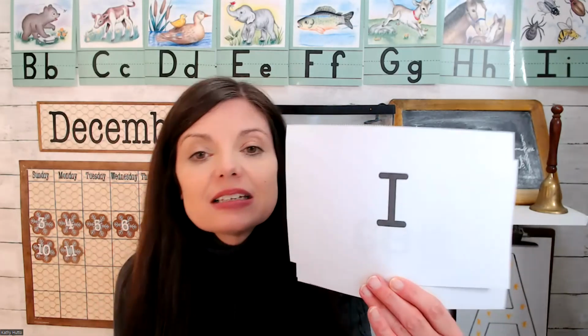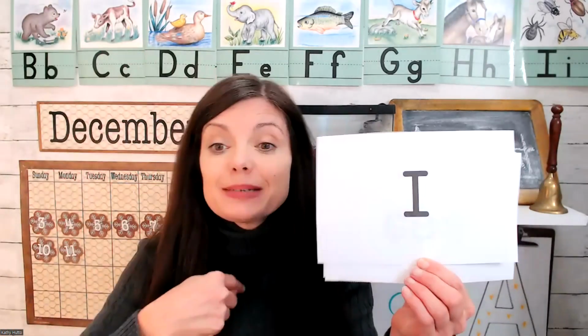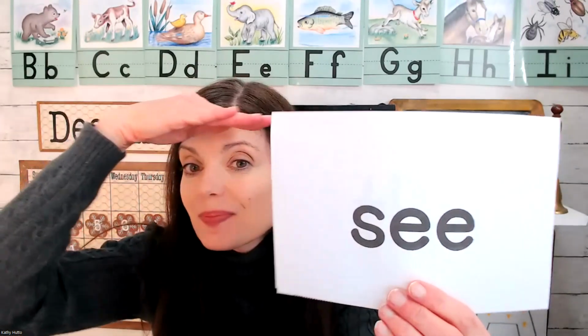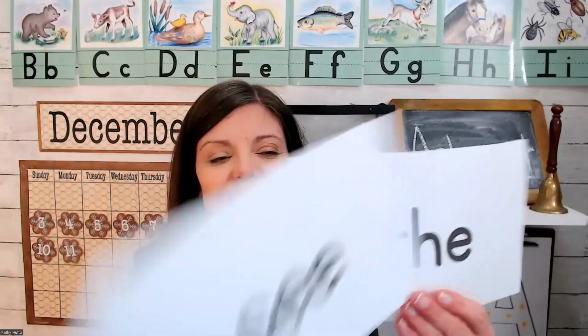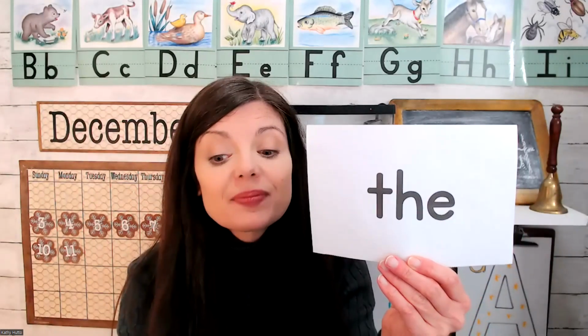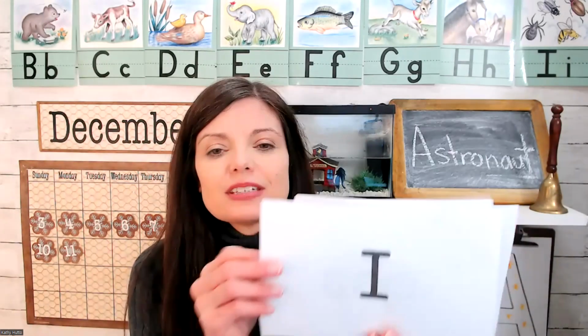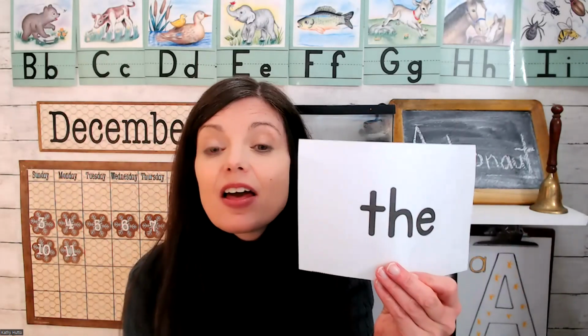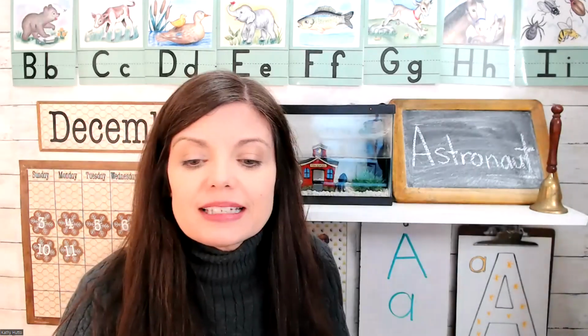So this is a word, but it's also a letter. What letter is that? I, and that means me, I. And this is C, C, and this is the. Let's say those again. I, see, the.